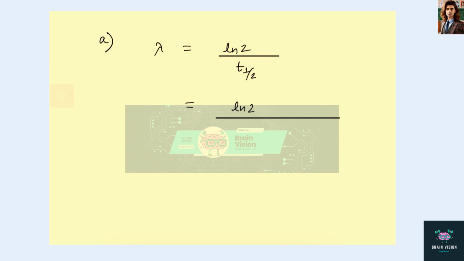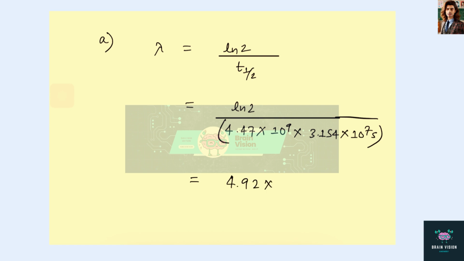Now the half-life is 4.47 times 10 to the power 9 years, and 1 year is equal to 3.154 times 10 to the power 7 seconds. So we multiply by 3.154 times 10 to the power 7 to convert this into seconds. So the decay constant is 4.92 times 10 to the power minus 18 decays per second.